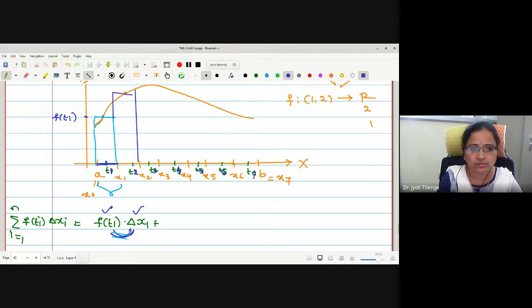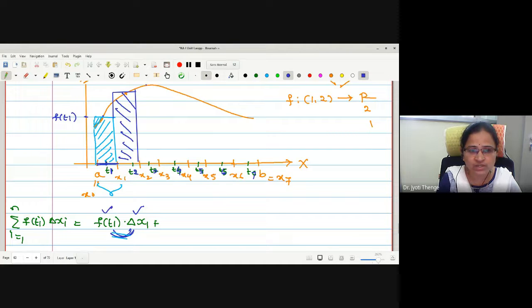Correct? This is f of. What will be the region then? Area. This is the area in the first case. What is the area in the second case? This is the area in the second case. Let us do for the remaining points.